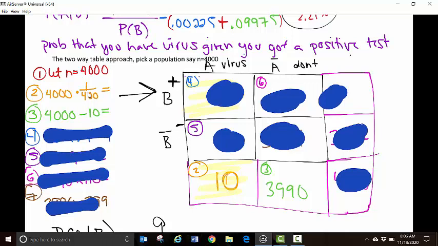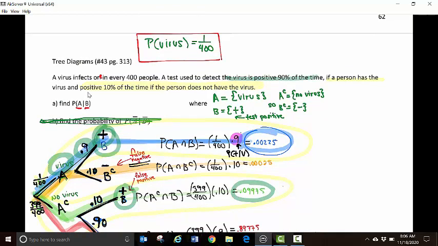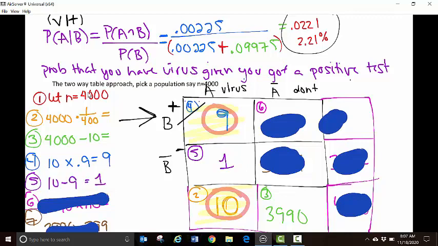Okay, for number 4. Now we want to know, 4 would be this box right here. We want to know how many people are positive and have the virus. Well, we had a probability for that. We said if you had the virus, the chance that you were positive was 90%. They gave that to us up here. So 90% of those that have the virus is 9. We know that 10 people have the virus and 90% of those will get a positive test, right? Which means one of those people would not. They would be a negative test.